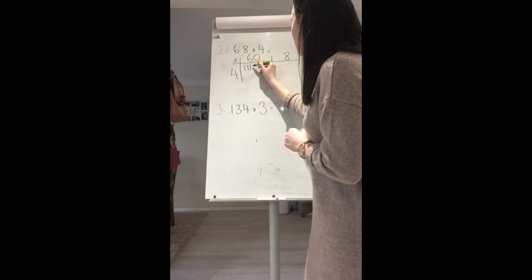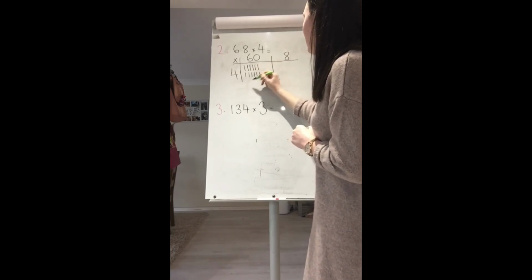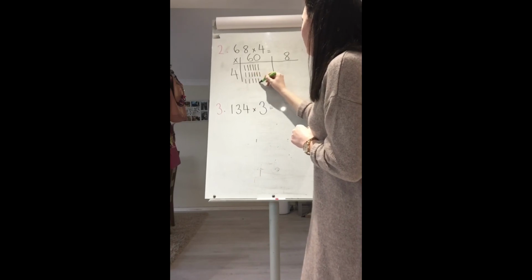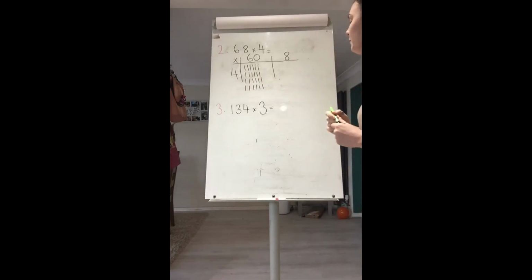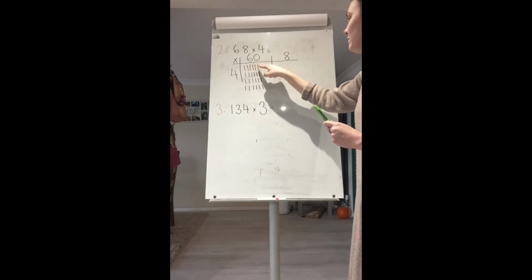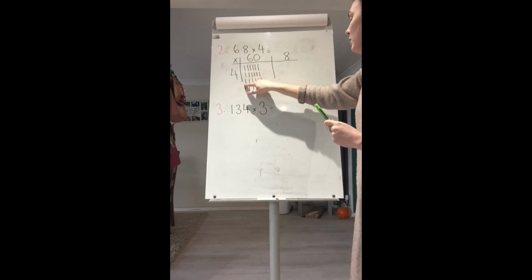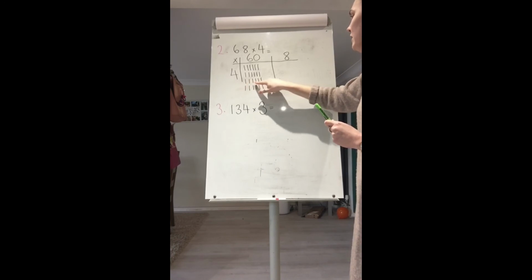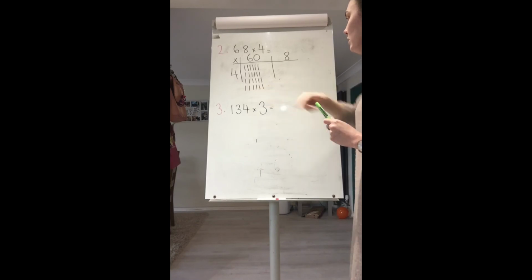10, 20, 30, 40, 50, 60. Four times. And I can count in tens to find my total. 10, 20, 30, 40, 50, 60, 70, 80, 90, 100, 110, 120, 130, 140, 150, 160, 170, 180, 190, 200, 210, 220, 230, 240.